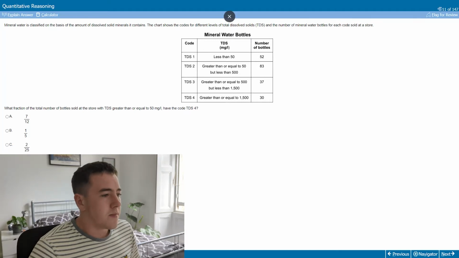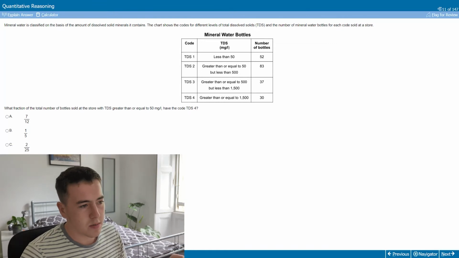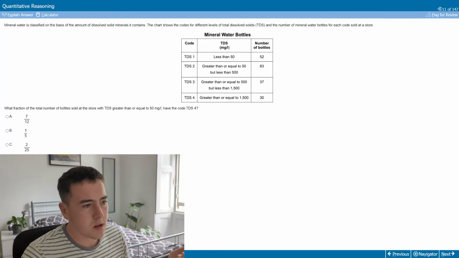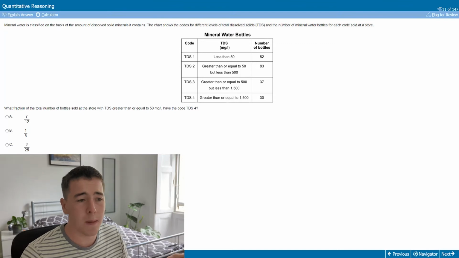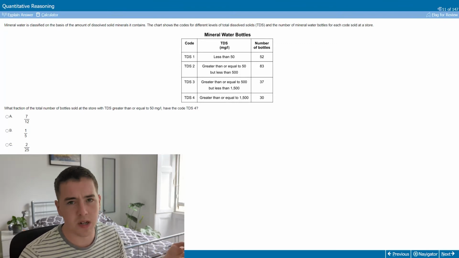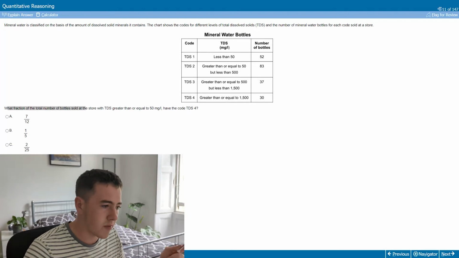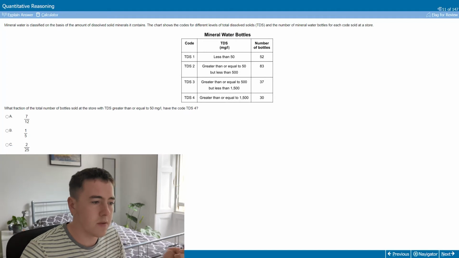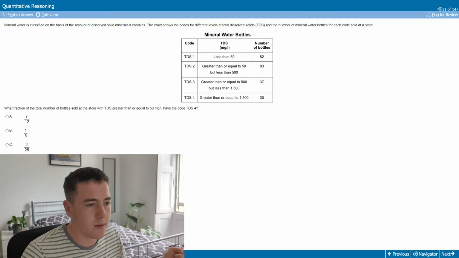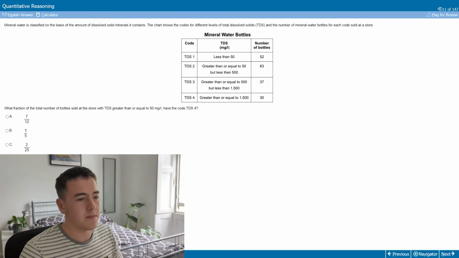So minerals, mineral water is classified on the basis of the amount of dissolved solid minerals. The chart shows the code. You don't need to read much of that, to be honest, because you can tell by skimming it that there's no numbers in it, there's no values in it. What fraction of the total number of bottles sold at the store with TDS greater than or equal to 50 have the code 4? Right, so TDS 2, 3 and 4, because TDS 1 is less than 50.